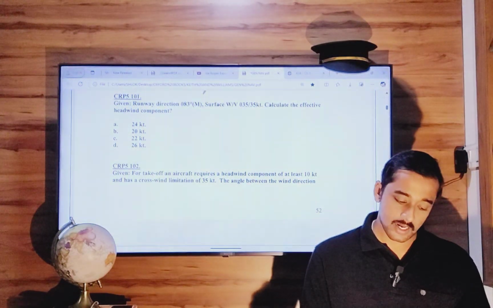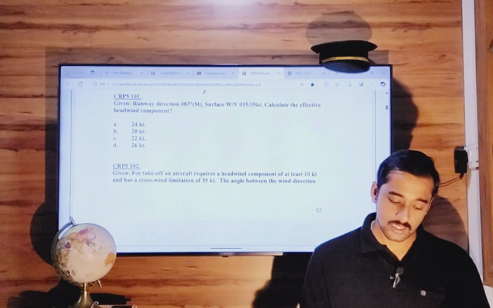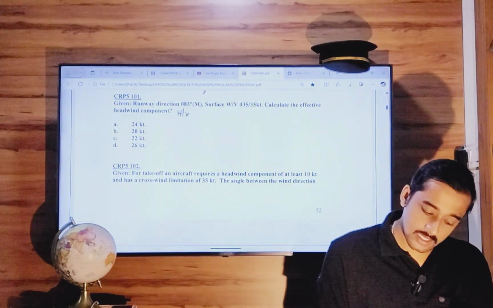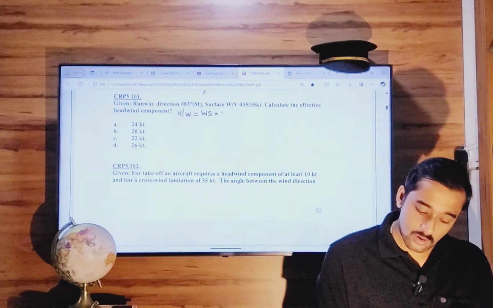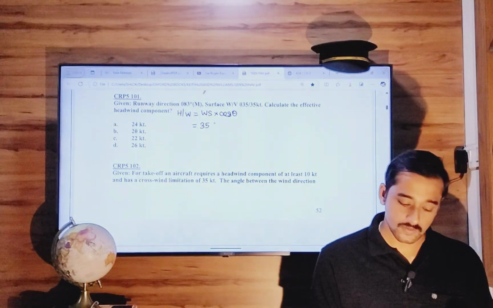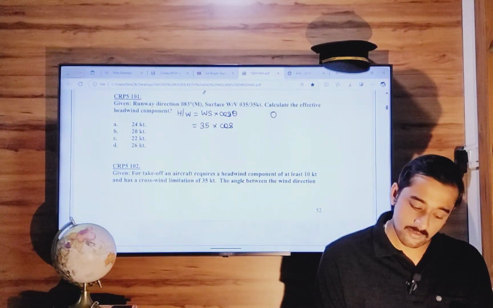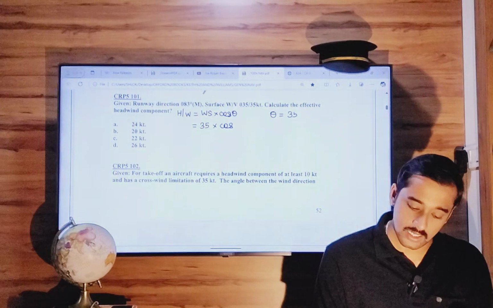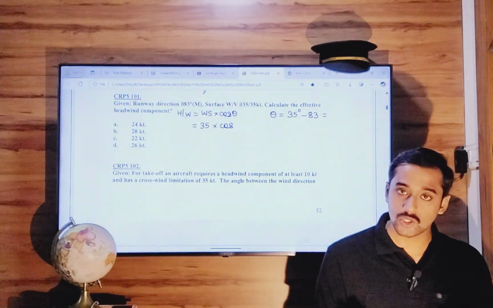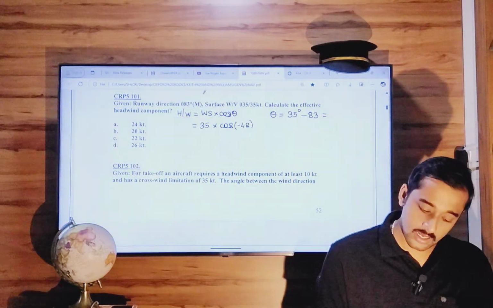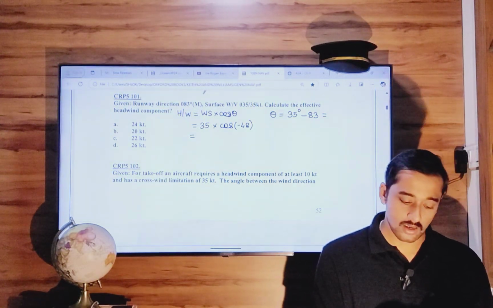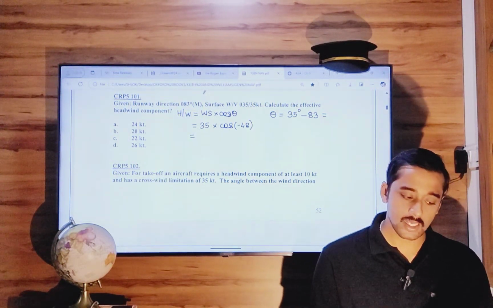Next, question number 101. Runway direction given, surface winds are given, calculate the headwind component. Now the headwind component formula is wind speed into cos theta. What is the wind speed here? It is 35 knots. Theta is the difference between the wind direction of 35 degrees minus the runway direction of 83 degrees. So 35 minus 83 amounts to minus 48. So cos minus 48. The cos of minus 48 is 0.669 something. That multiplied by 35 is 23.4.